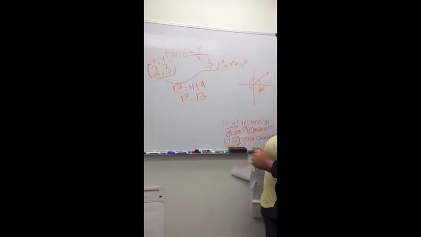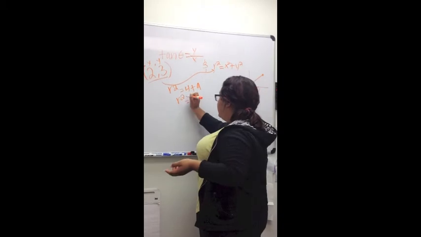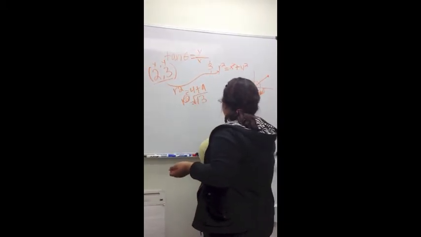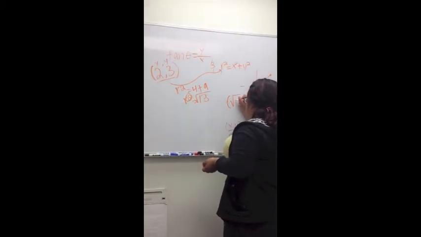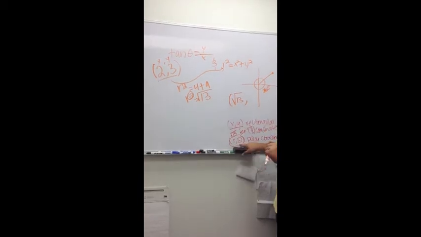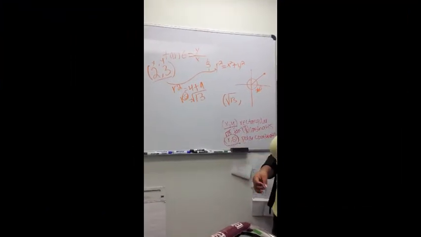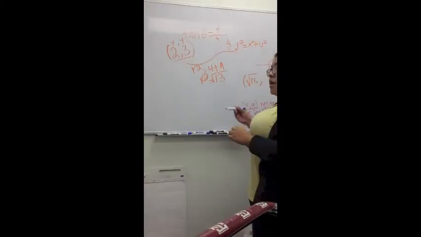Now, to turn it into a polar coordinate, to get rid of this square, you obviously have to take the square root. So, your new point is going to be square root of 13. That's your x. But now we have to find your theta, which is going to be your y. To find the y, which is your theta, it's a little different. You have to use your tangent formula, which is tangent.